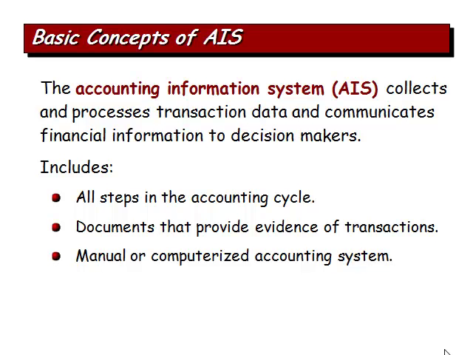By definition, the accounting information system collects and processes transaction data and communicates it in some sort of useful manner to decision makers. It participates or helps in all the steps in the accounting cycle. Obviously, it doesn't do the analysis piece for us. It provides documents that provide evidence of the transactions, and it can be manual or computerized.